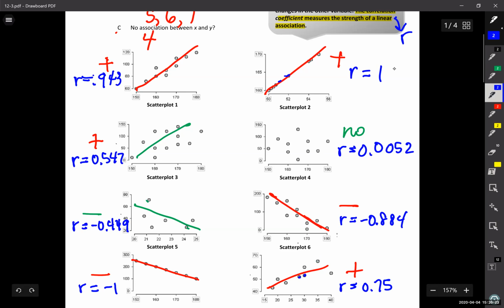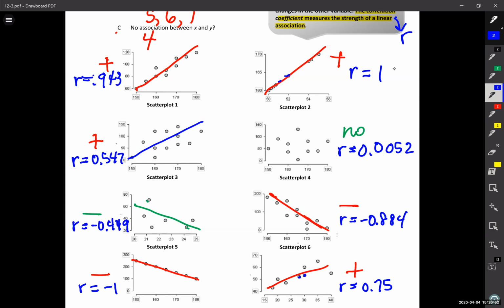And then the last positive would be scatter plot 3. And there are many dots that are pretty far away from that line. However, if I took away the green part, if I took away all of that, we could still tell that it was positive. So it wasn't super clear like number 2, but it definitely had that overall upward trend. So it definitely had that positive vibe to it.